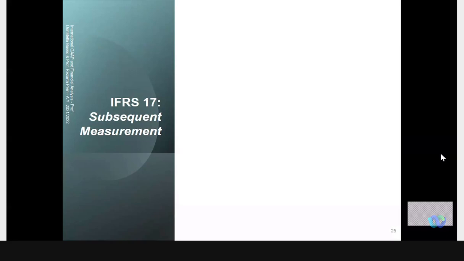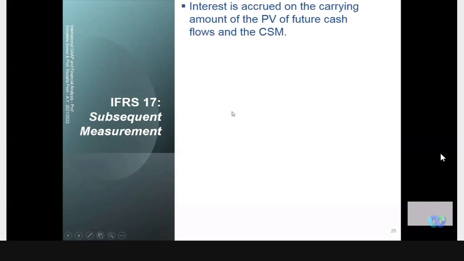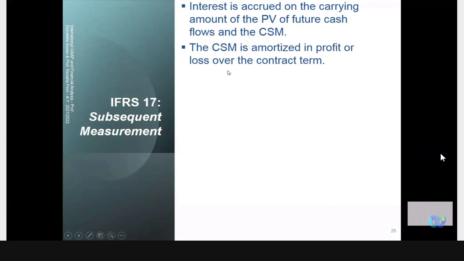This is the moment that I receive the premium. But what about the end of the year or after 1 year? How will I measure the contract? The long-term contracts have to be depreciated and have interest accrued on them. So this is where complexity really arises. At the subsequent measurement, we need to recognize interest that is accumulated on the carrying amounts of the present value of future cash flows and the contractual service margin. On the other hand, the contractual service margin is amortized in profit or loss over the contract term.